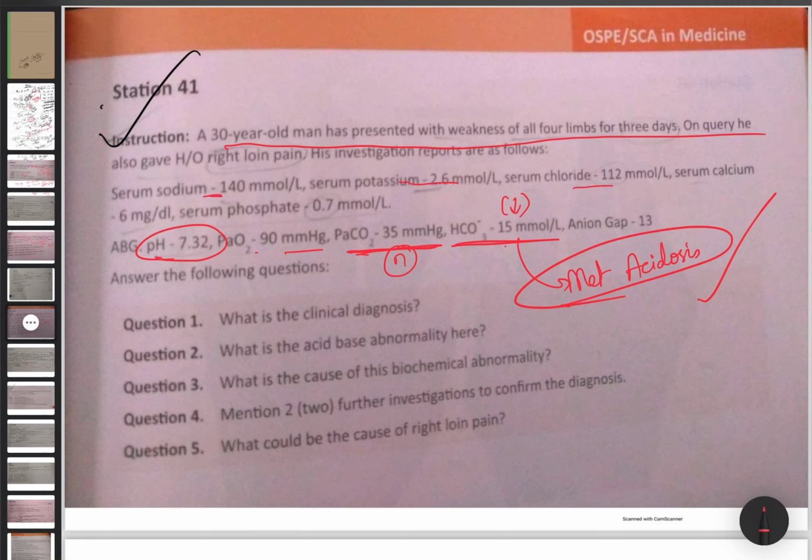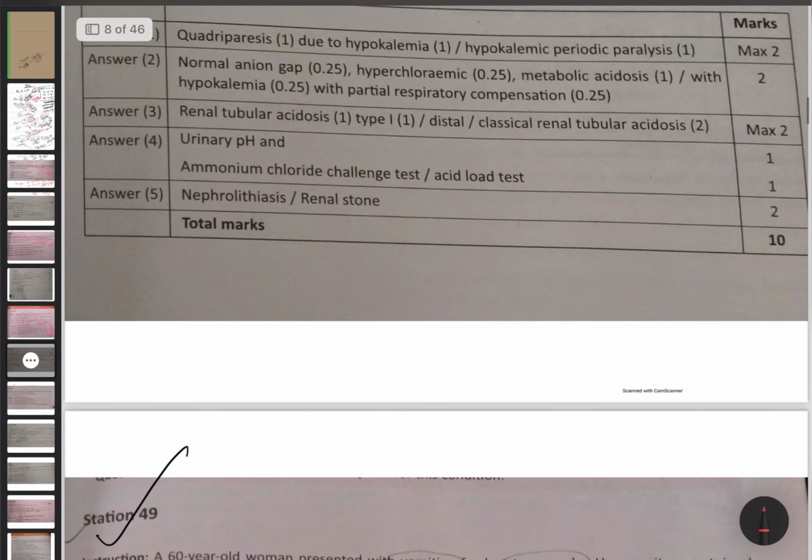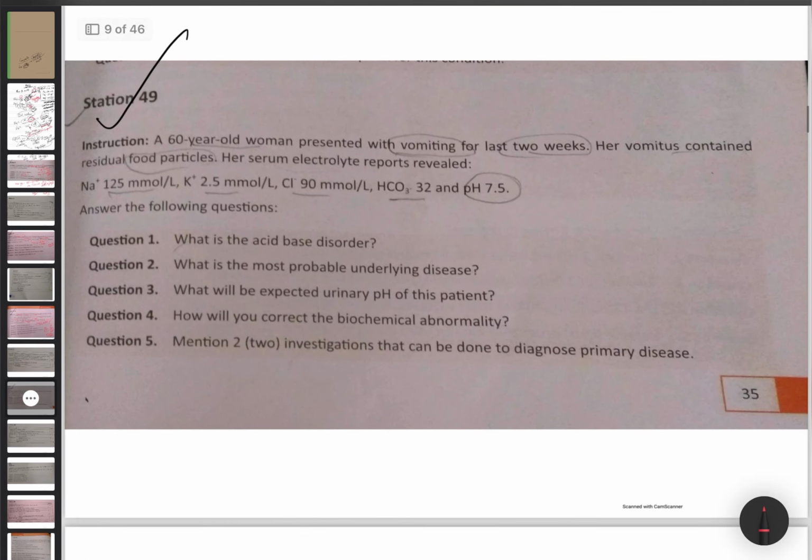And you can calculate the anion gap because they have given sodium, potassium, chloride and bicarb here. 140 minus, first we have to add, 117, it is 13. So it's almost a normal anion gap.